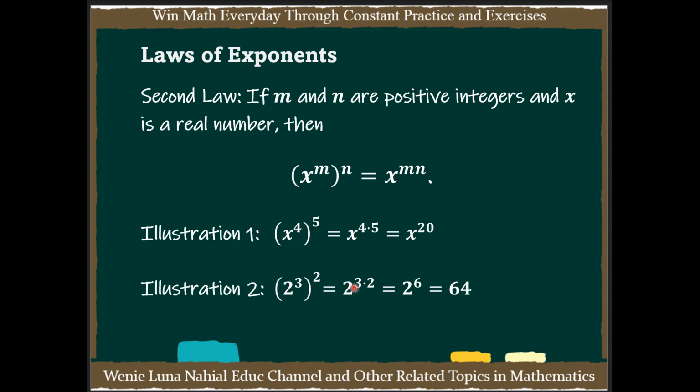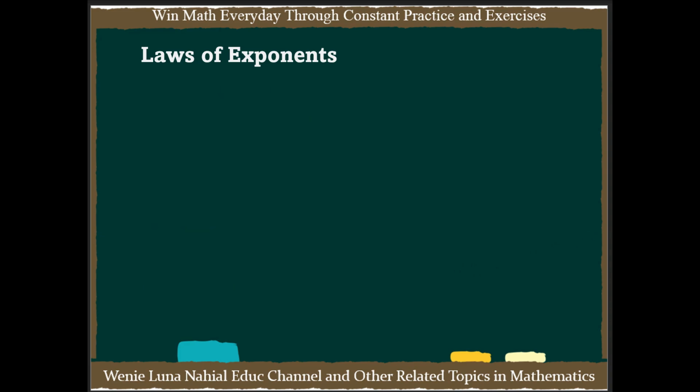Then another illustration, this 2 raised to the third power is again raised to the second power. So you get 2 raised to 3 times 2, or this base 2 is raised to 3 times 2. That is equal to 2 raised to 6. So that is equal to 64, because 2 is multiplied to itself 6 times.